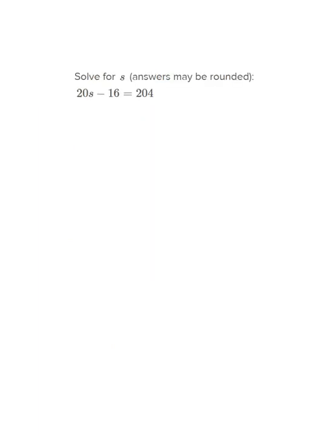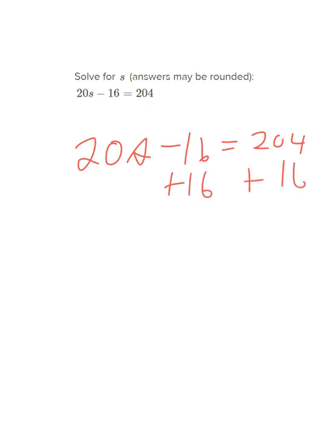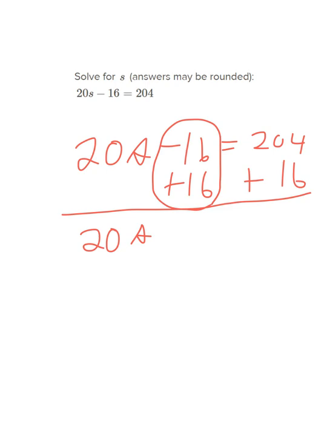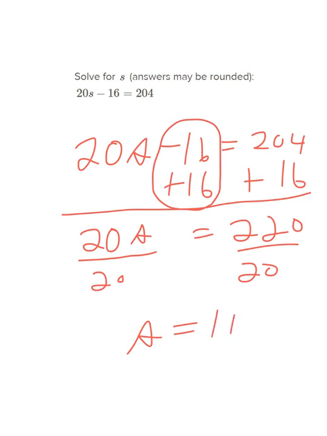This is another quick problem. I have 20s minus 16 equals 204. Add 16 to both sides. We get 20s equals 220. Divide both sides by 20. And we get s equals 11.